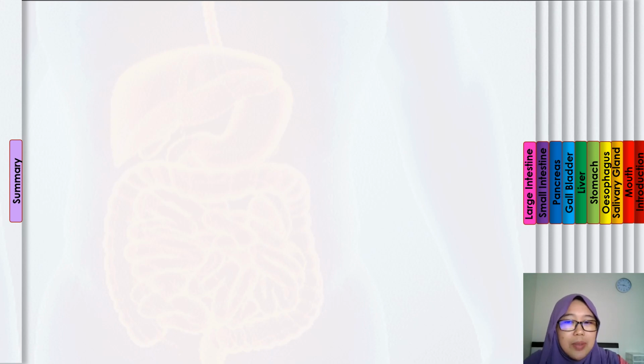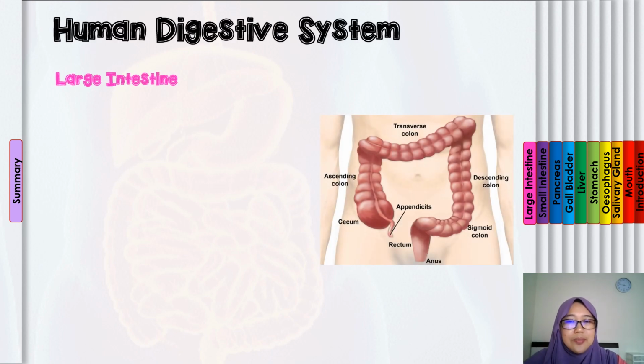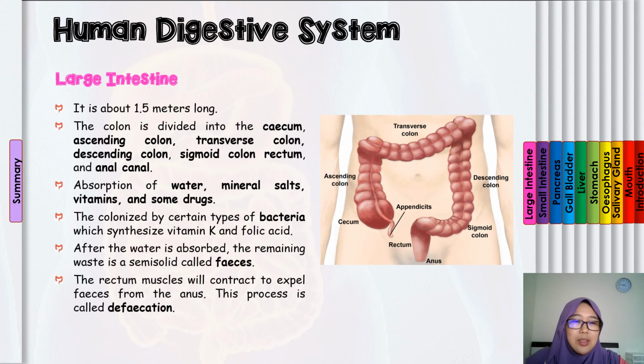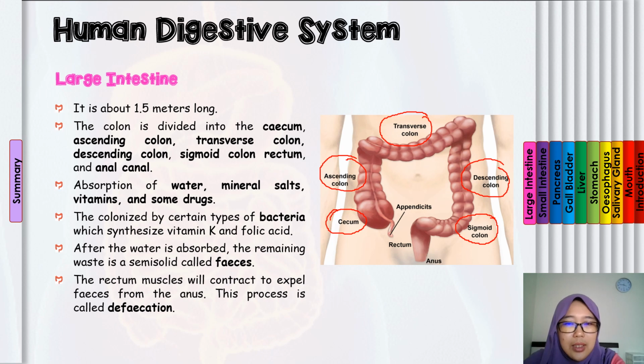The last important part is the large intestine. The length is about 1.5 meters long. It is divided into the cecum, ascending colon, transverse colon, descending colon, sigmoid colon, and the anal canal.